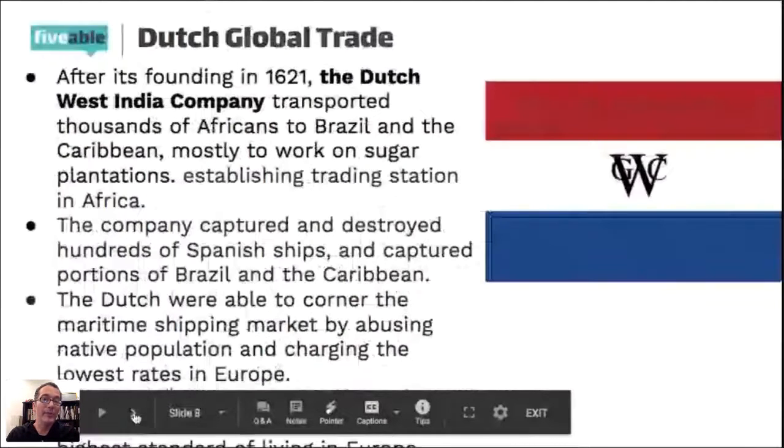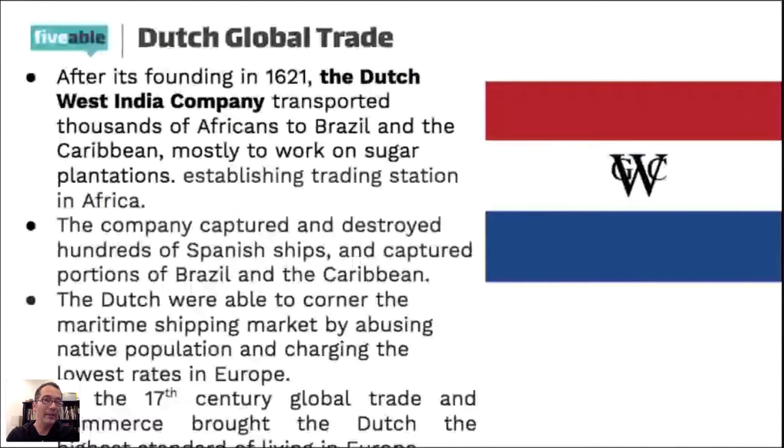Now, the same concept: why not also try to make it into the Americas? So in 1621, they founded the Dutch West India Company, and they were interested in going into the Americas and making profit there. Now, the Dutch Golden Age is not just a beautiful time of art and painting. There was a lot of cruelty involved in becoming so successful. They were involved in the transportation of many Africans into slavery, into Brazil and the Caribbean, to work in sugar plantations. And they established trading stations in Africa.